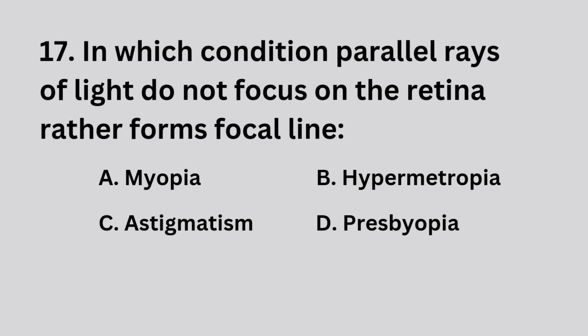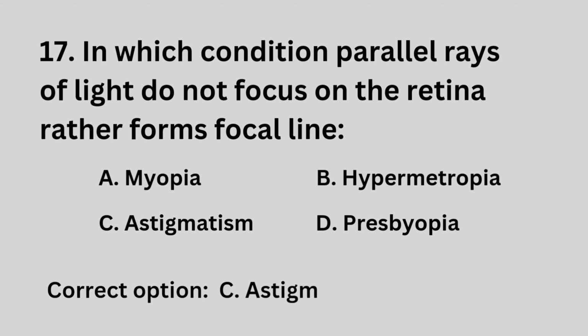Next question. In which condition parallel rays of light do not focus on the retina, rather form a focal line? Option A, myopia. Option B, hypermetropia. Option C, astigmatism. And option D, presbyopia. Correct answer is option C, astigmatism.